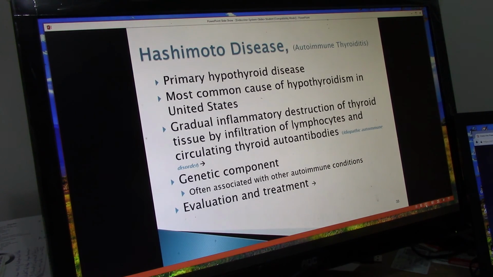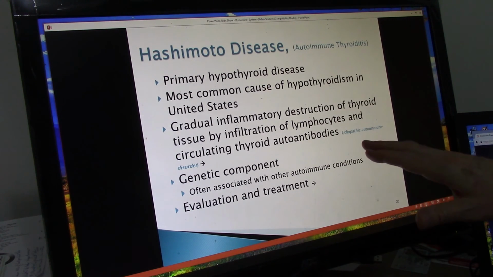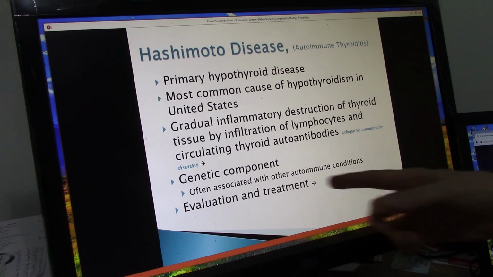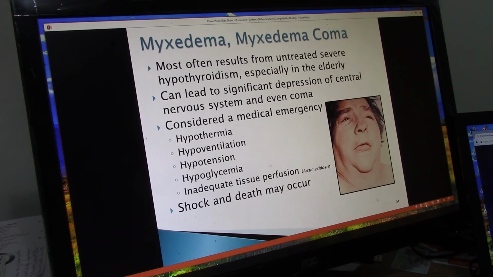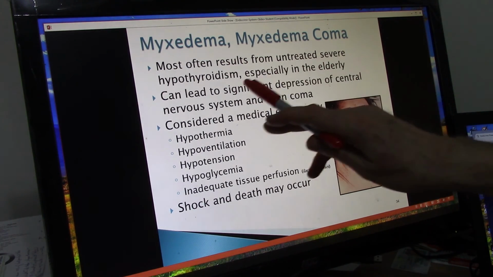Now, Hashimoto's disease is one of the main causes of hypothyroid, the number one cause in the United States, and it's basically an inflammation and destruction of the thyroid. Oftentimes it runs in families. One of the results is this doughy edema, or it's oftentimes called non-pitting edema. It's a very tough edema. It's not like a watery edema. And again, it's a complication of severe untreated hypothyroidism.